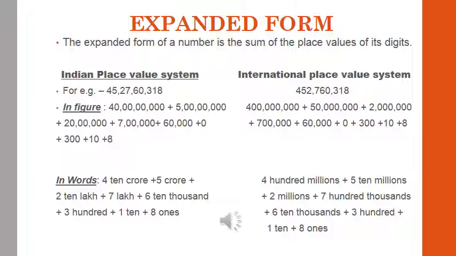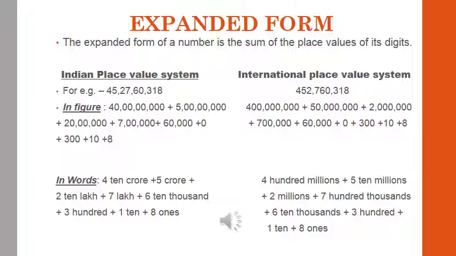5 आपका कौन सी प्लेस पे है, 5 करोड़ की प्लेस पे, तो 5 करोड़, then plus 2 आपका 10 लाख की प्लेस पे, तो 2 10 लाख, plus 7 लाख, then plus 6 आपका 10,000 की प्लेस पे, तो 6 10,000. Then I have not taken zero.